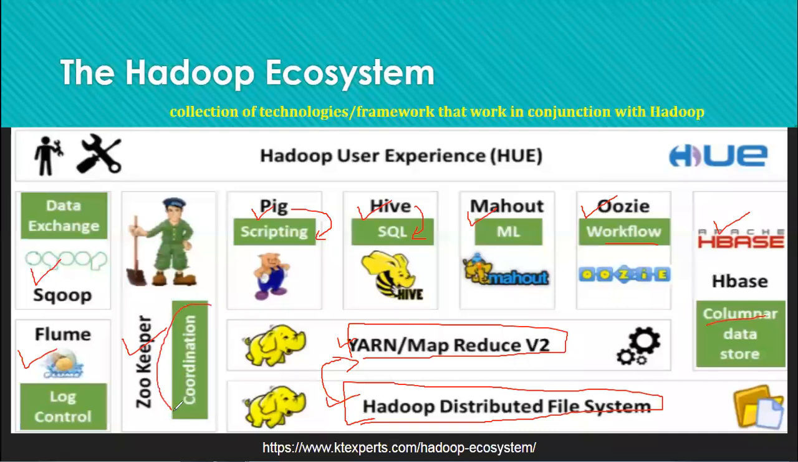Zookeeper is actually used for coordinating all the data between all these different parts. Flume is used for controlling the log, to maintain the log. All the things which are done by Hadoop, all that log is stored by Flume. Sqoop is actually used for data exchange when you have more than one application and you want to exchange the data between different applications. At that time you can use Sqoop.